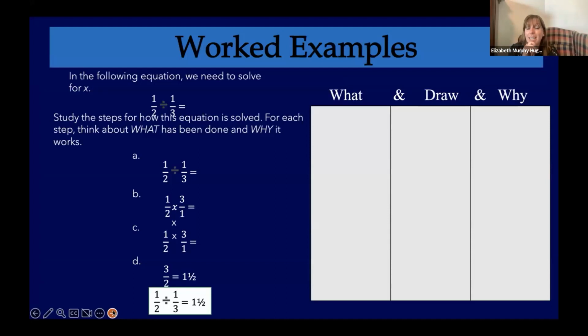Here's another example of that. In this one, I added that draw element, which goes into that concrete representational abstract sequence, or using visuals to help make sense. And I will say, and I think this is going to come up later too, research shows that when students draw a picture, they are more likely to get the answer correct.